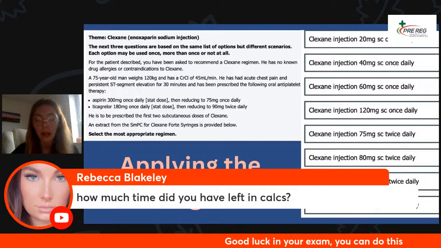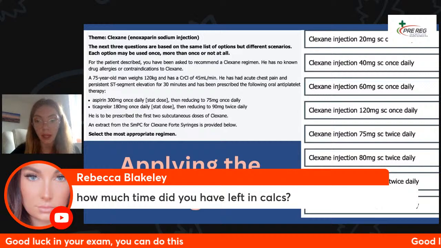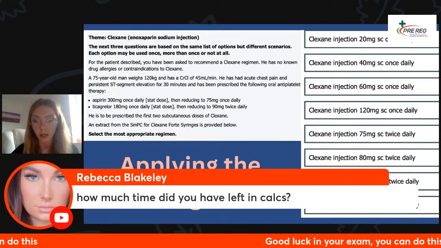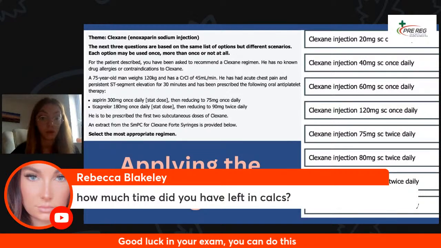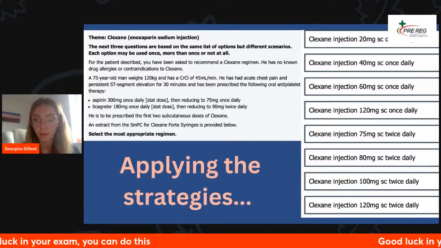How much time did I have left in Calc? I finished my paper in an hour. I redid all of my questions because I was so sleep deprived that day. I just thought, oh my god, I'm going to have to redo all of these questions just to make sure I didn't screw up on anything. And I checked my rounding as well. That's really important for the exam. Always check your rounding in calcs. Just a top tip there.